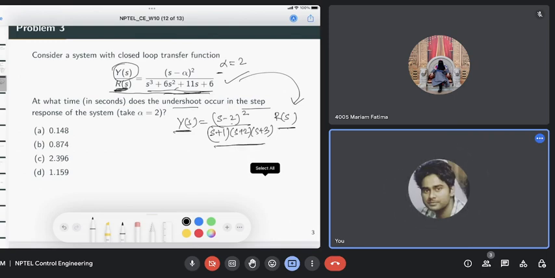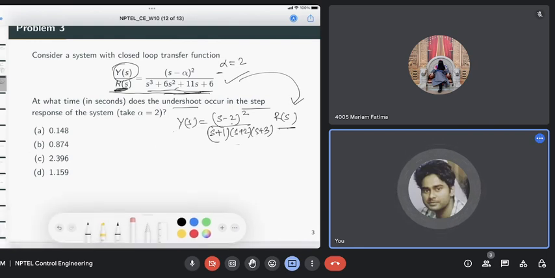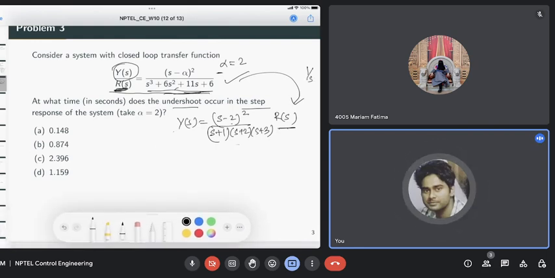Okay, so then for unit step, this R(s) will be what? It will be just 1 by s, the Laplace transform. So I can just write it to be (s minus 2) whole square by s times (s plus 1)(s plus 2)(s plus 3), right? So this is the output that is given for the unit response.